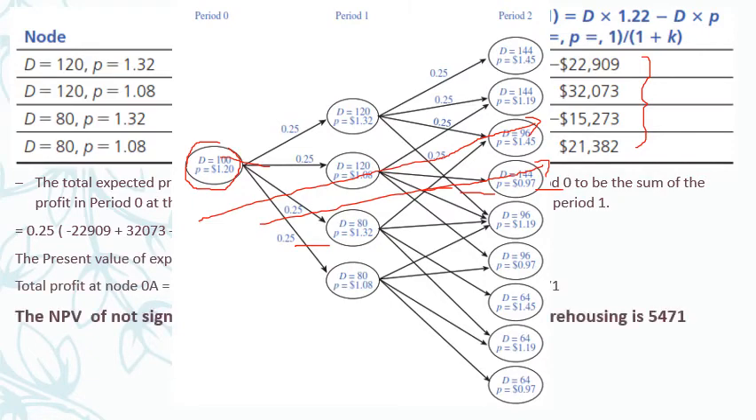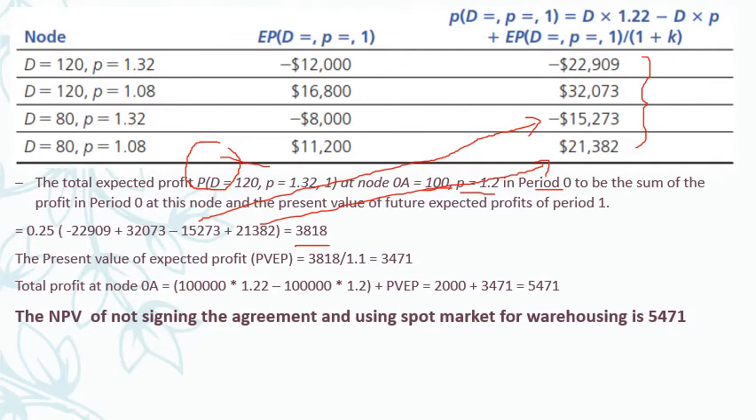The present value of the expected profit is thus 3818 divided by 1.1. Okay, it is divided by 1.1. It's a discounted cash flow, which I have already explained to you. Total profit at node 0A is this combination. Finally, 3471, this value. And how did we get this 2000? This 2000 is from this.